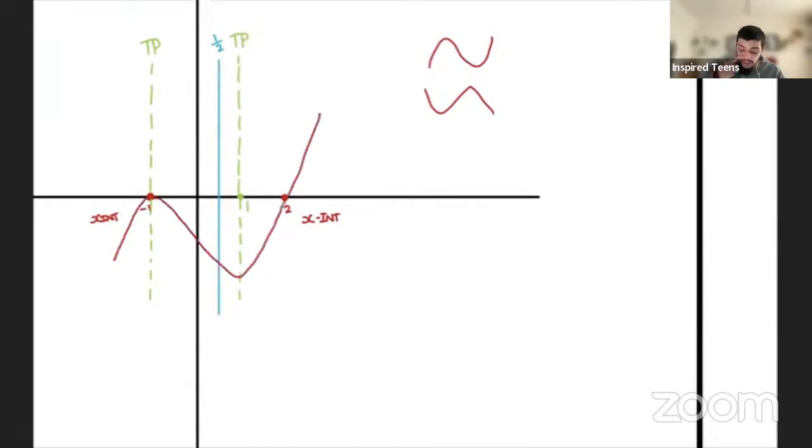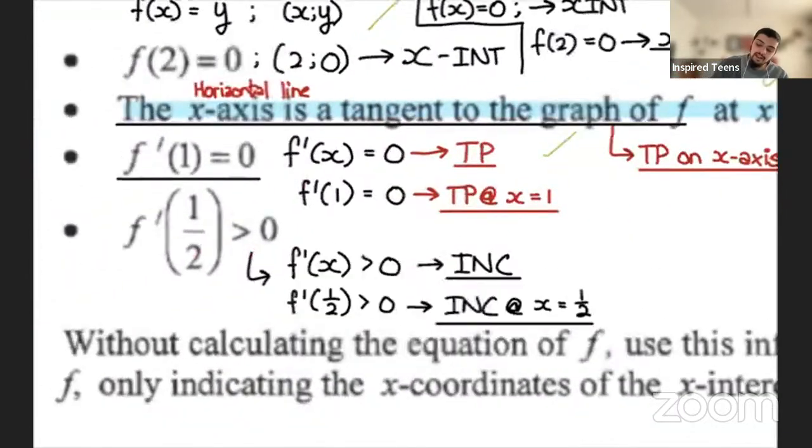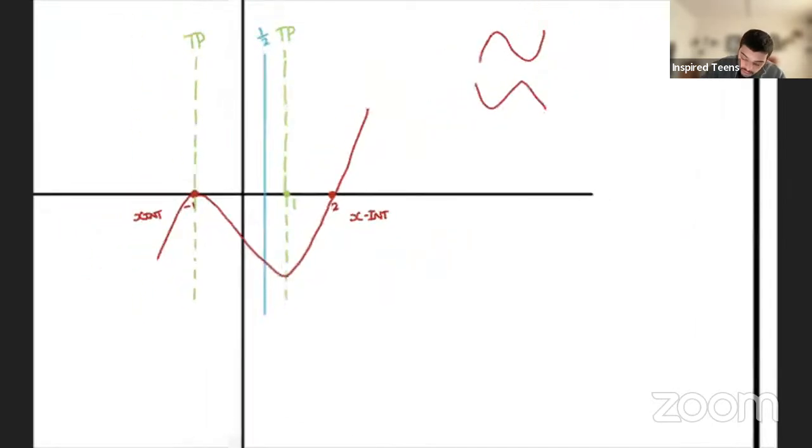Again, I've drawn x-intercept here, x-intercept there. Then I have turning point here and turning point there. Correct. So it seems like it's correct. However, it's incorrect because of this last piece of information. It says that f at half needs to be increasing. However, if we look at the coordinate half, where this part touches the graph here, we can clearly see that it's decreasing. So what that simply means is that we've chosen the incorrect shape.